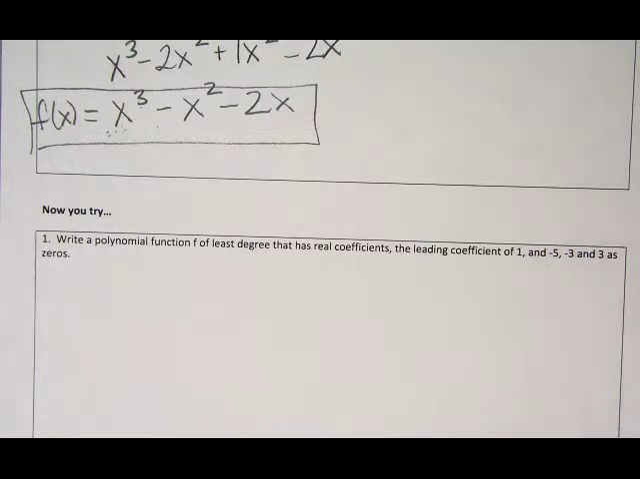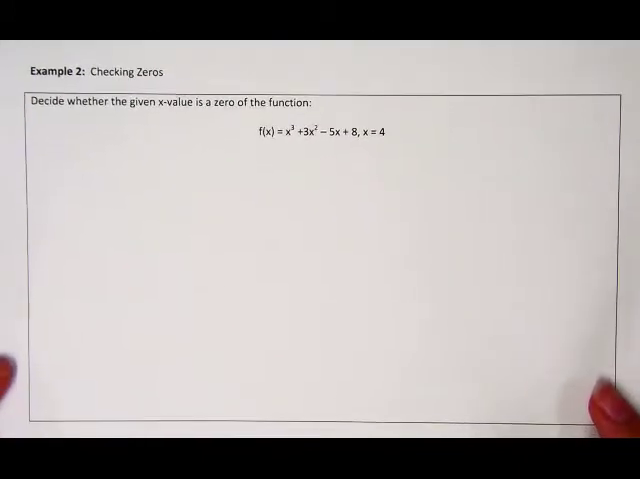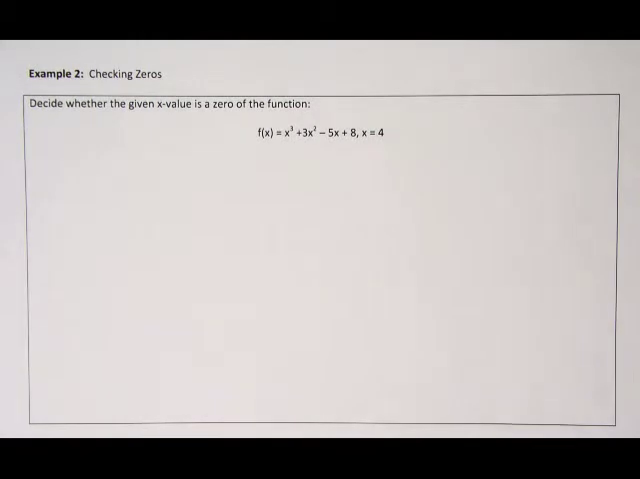Okay, last example. Example 2, checking your zeros. In example 2, we want to decide whether the given x value is a zero of the function. So we're given a cubic function here, and we're told that x equals 4 is a zero, and we want to decide whether or not this is true.